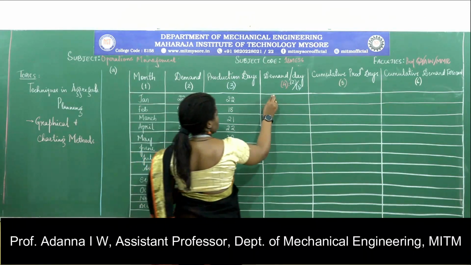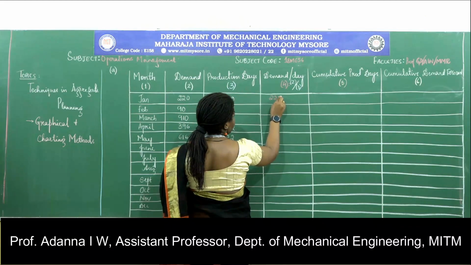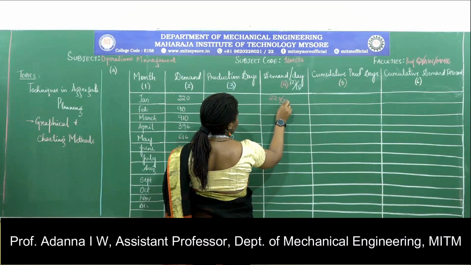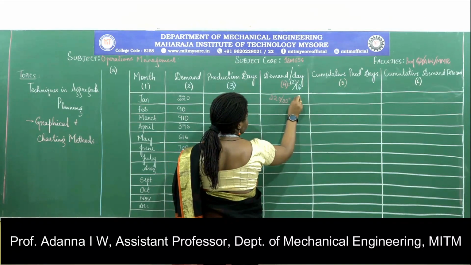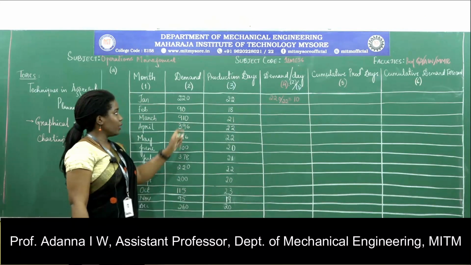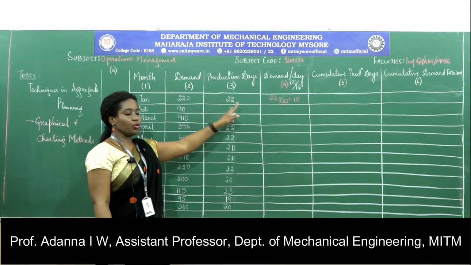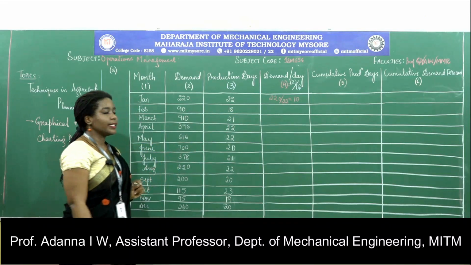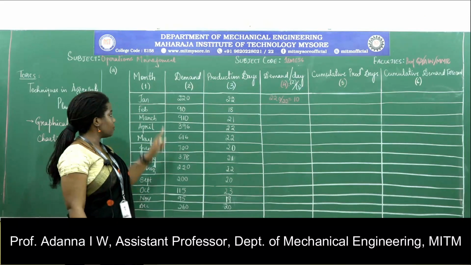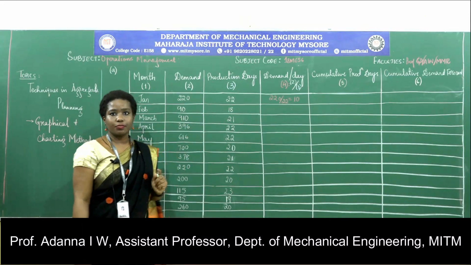So 220 divided by 22 will give us 10. Okay, we are dividing 220 by 22. You're going to get 10, which means the daily demand, or the demand per day, in the month of January is 10 units of the product.